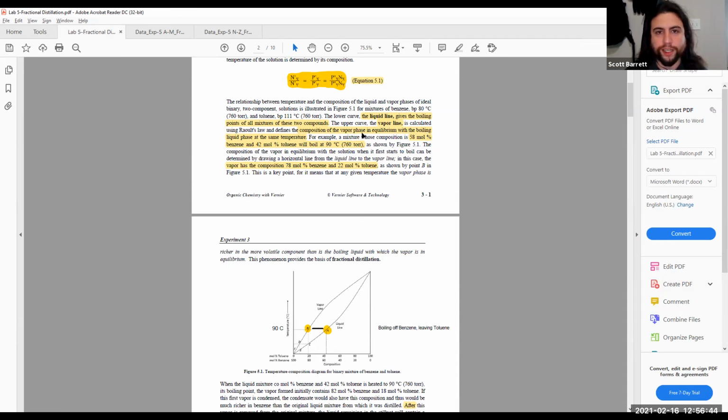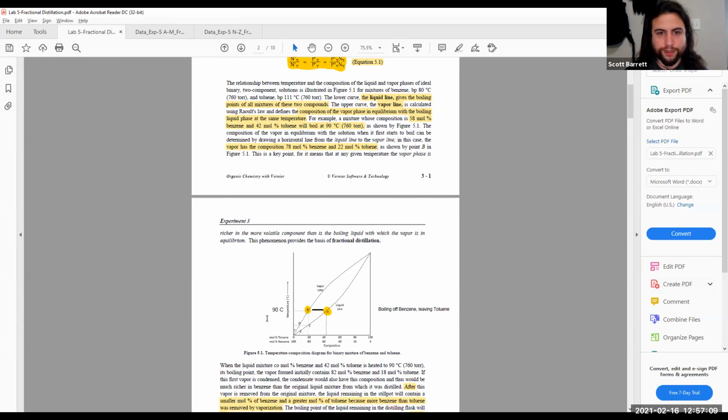So for example, a mixture whose composition is 58 mole percent benzene and 42 mole percent toluene will boil at 90 degrees Celsius at 760 torr, which is 1 ATM. 1 ATM is 760 torr, which is the average pressure, like room pressure. I don't want to say room temperature because it's relative to the pressure, but 1 ATM is the standard pressure that we utilize in a given atmosphere.